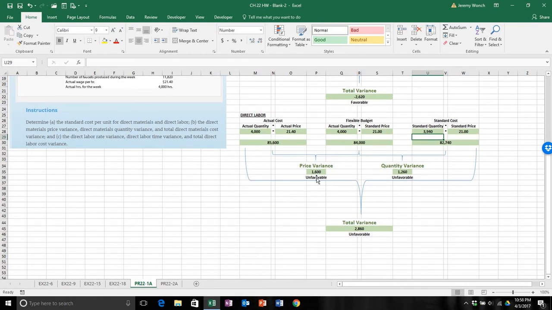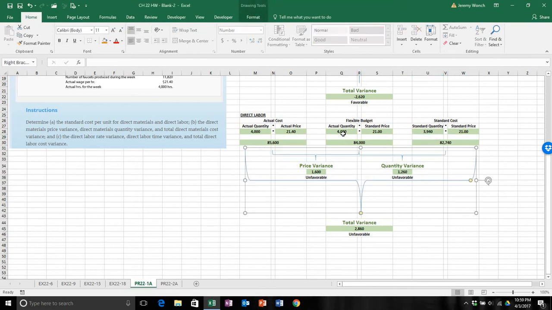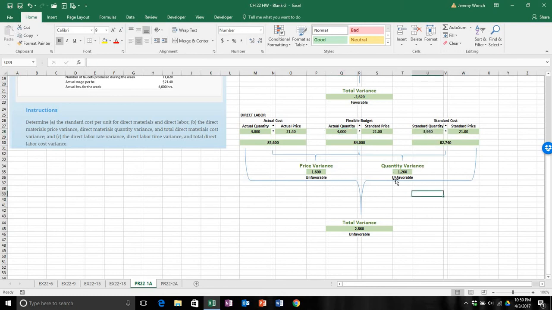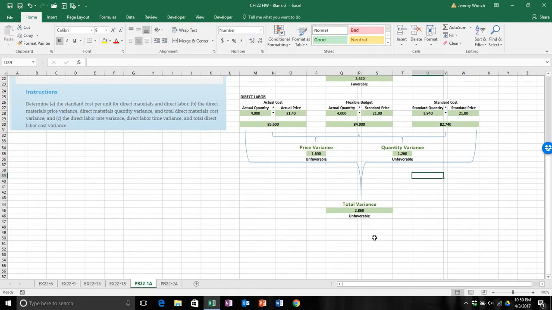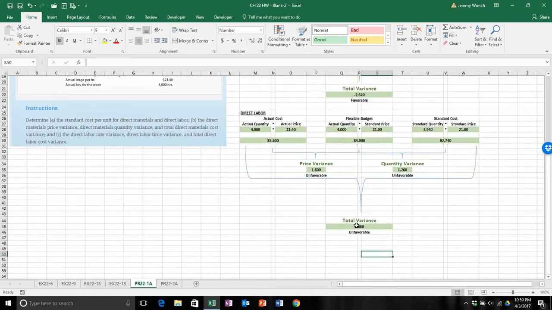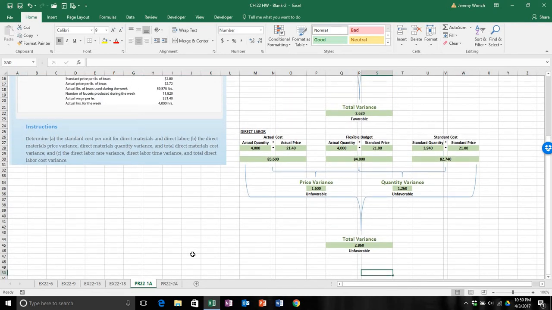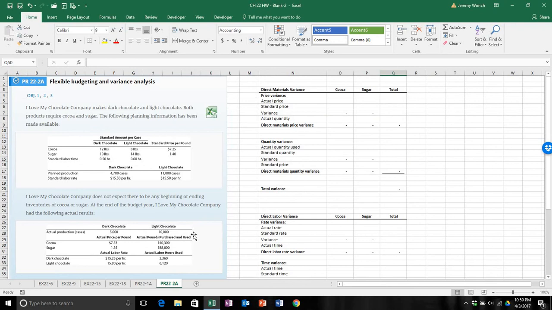So for labor, we have a price variance of 1,600 unfavorable. That's because we paid more per hour than we had planned. For a quantity variance, we also have an unfavorable variance because we actually used more hours than we had planned. So we have two unfavorable variances. So we add them together to get a total unfavorable variance of 2,860. So not too bad.